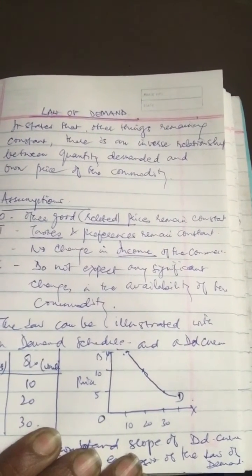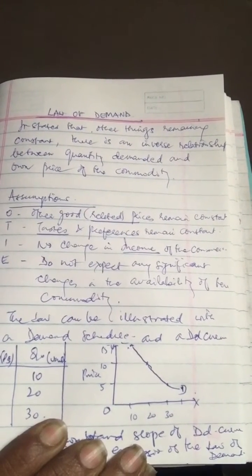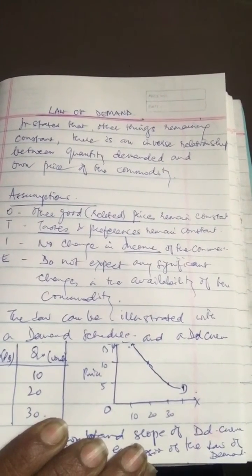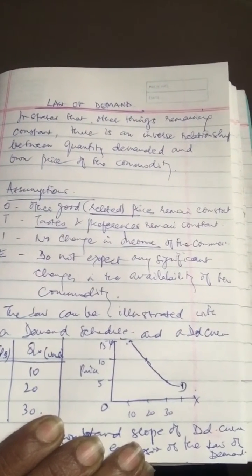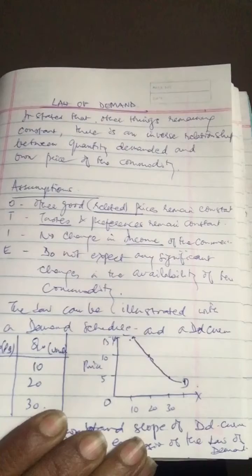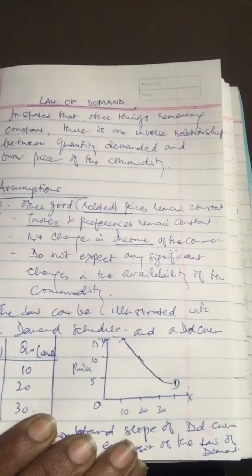So let's take the assumptions of the law of demand. What are the assumptions? Remember we did O-T-I-E; in that, just take out the own price. Let's just take the determinant own price and demand, and that becomes the law of demand.